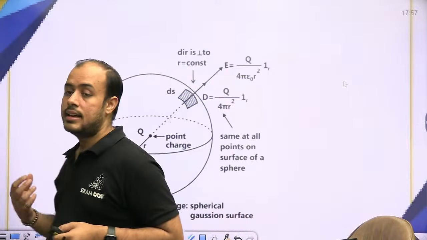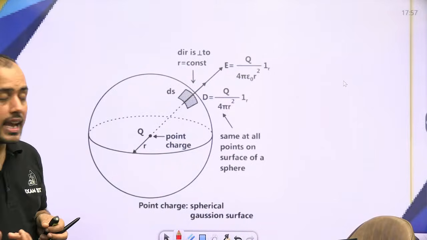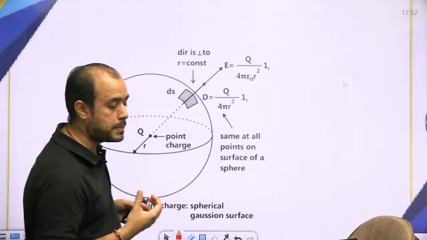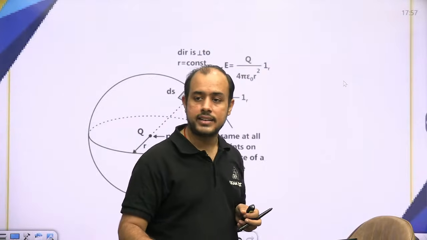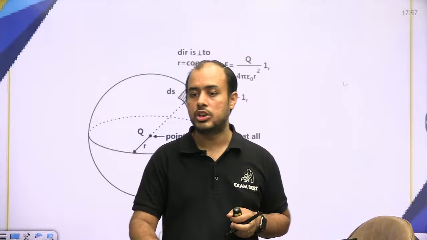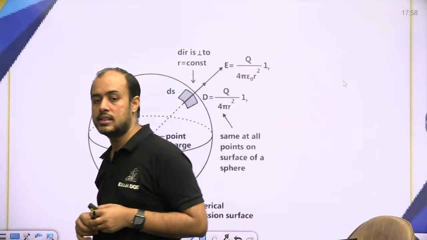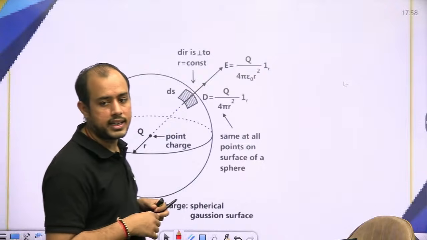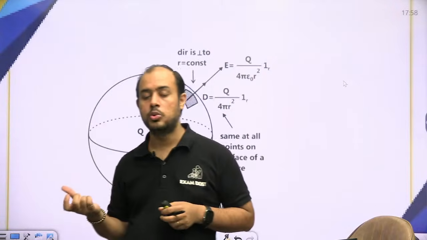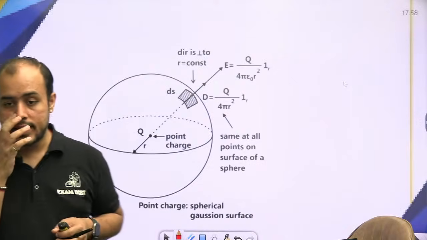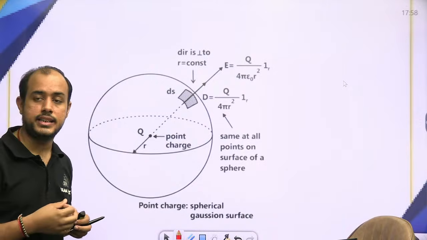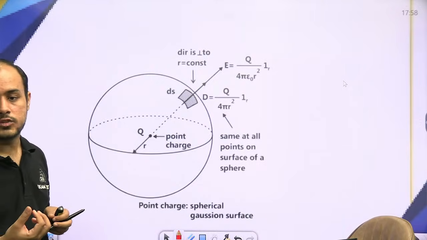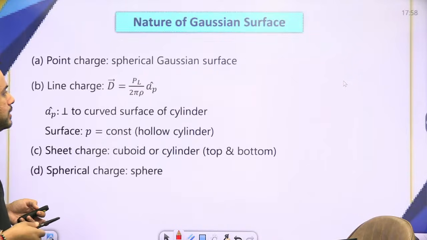Second thing beta, electric field is in AR cap direction. AR cap is perpendicular to the sphere, and that is why we take a spherical Gaussian surface. हम spherical surface क्यों लेते हैं बेटा? क्योंकि AR cap जो होता है, AR cap आपका perpendicular होता है sphere के, और sphere के हर point पे electric field same आती है, क्योंकि at all points on the sphere R is same.